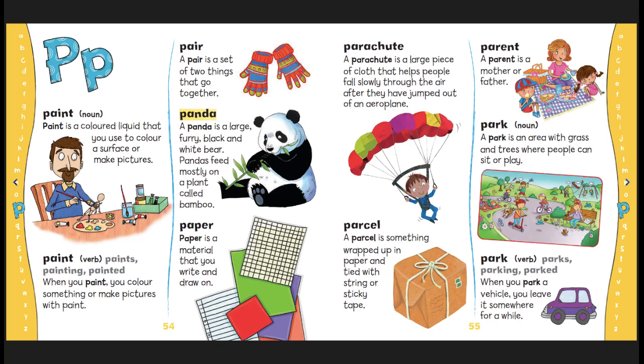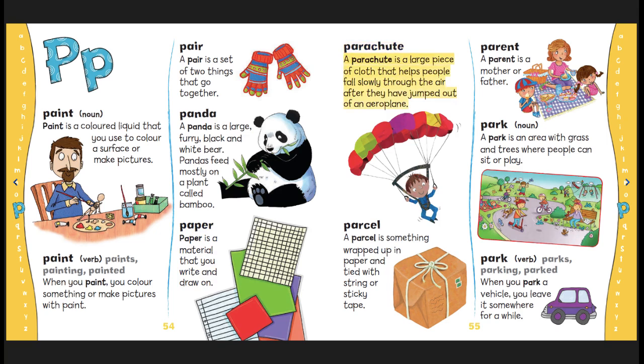Panda. A panda is a large, furry, black and white bear. Pandas feed mostly on a plant called bamboo. Paper. Paper is a material that you write and draw on.